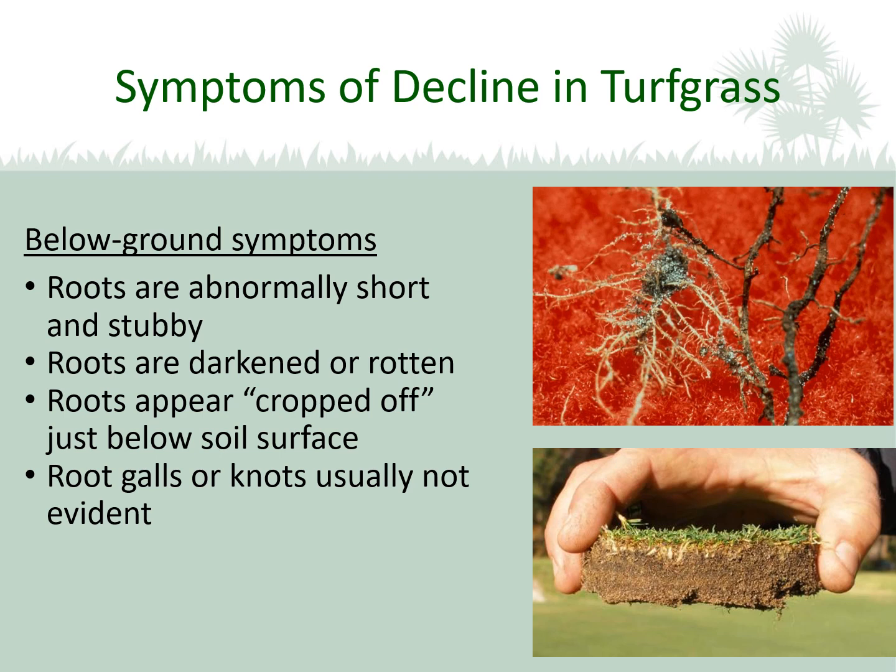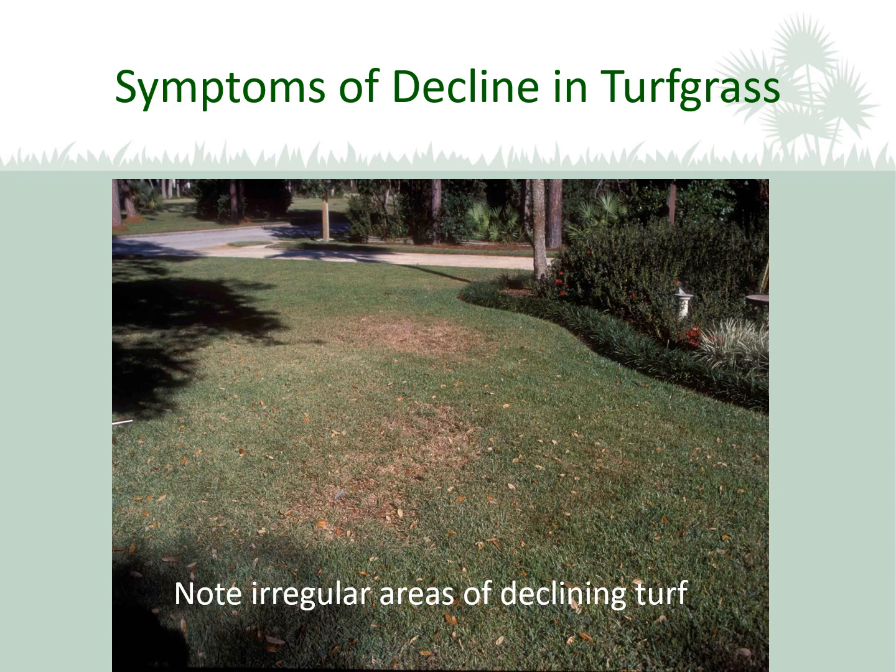Below ground symptoms: roots are abnormally short and stubby, darkened or rotten. Roots appear cropped off just below the soil surface, what we see here. Usually you don't see root galls or knots, though, on turf grass. Note the irregular areas of declining turf. It's not like a circle where chinch bugs or sod webworms would be getting it.